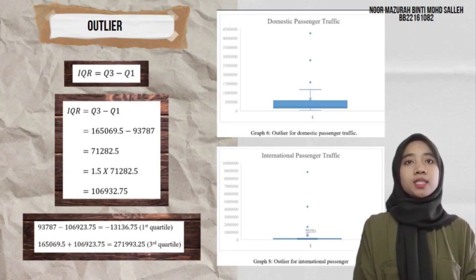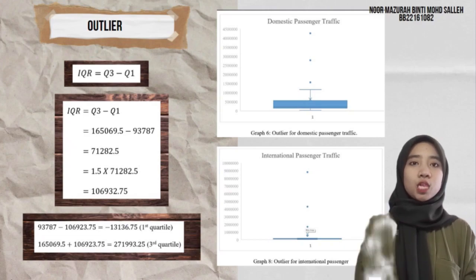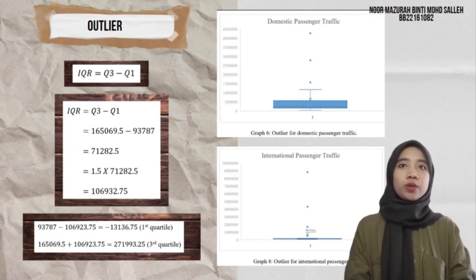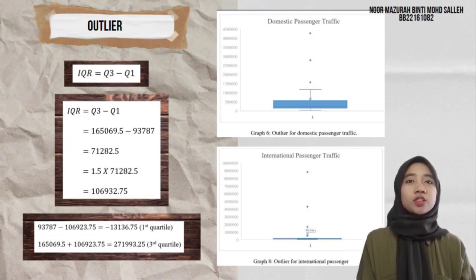First, we must determine the value of the interquartile range by using the formula IQR equals quartile 3 minus quartile 1. After that, we must multiply the interquartile range by 1.5. 1.5 is the constant used to discern outliers, which we subtract from the first quartile and add to the third quartile. We can conclude that any value smaller than negative 13,136.75 or larger than 271,993.25 is considered an outlier.